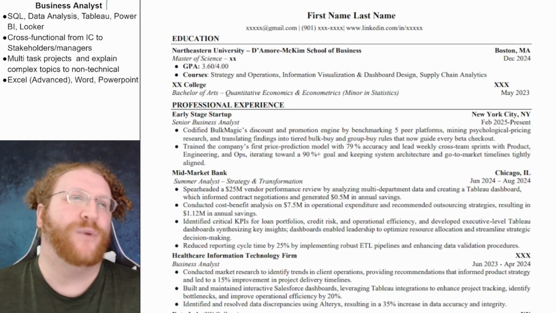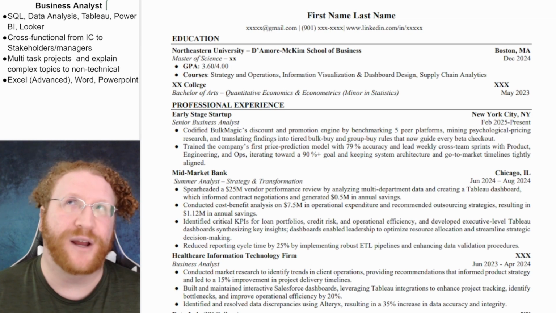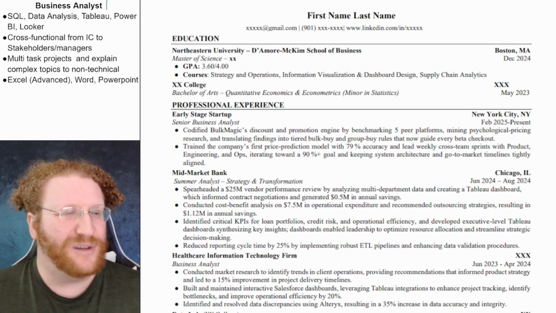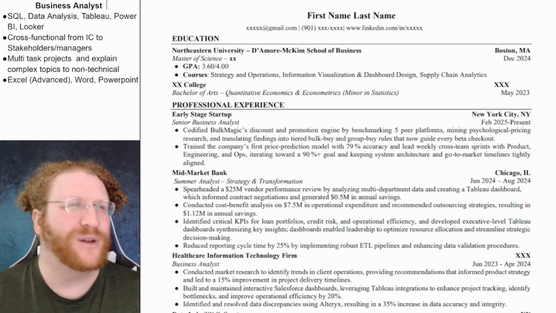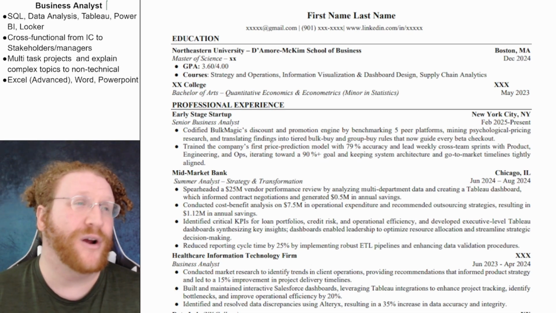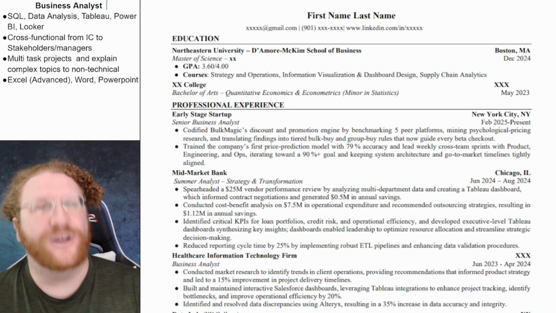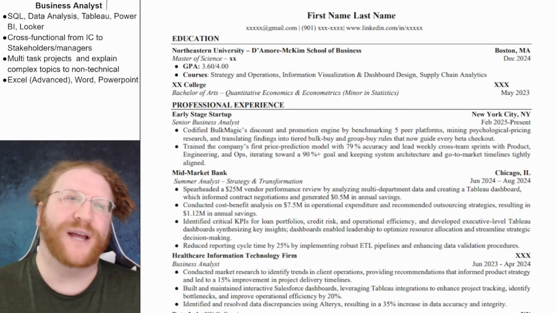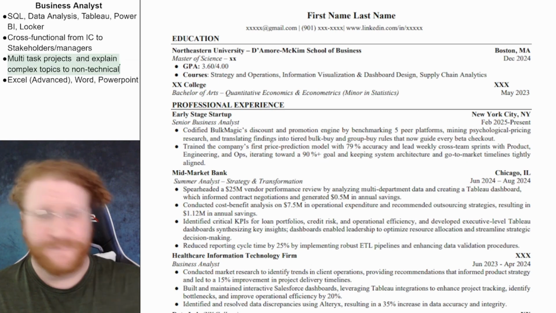What we're going to be looking for is SQL, any type. It's actually kind of interesting that when a company says SQL, they usually mean almost any type of SQL. It's kind of weird like that, which isn't really the case for a lot of other stuff. Data analysts, Tableau, Power BI, Looker, cross-functional from IC, which is individual contributor, which is non-management, to stakeholders and managers. You can multitask projects and explain complex topics to non-technical people. This is huge. This part right here is massive.